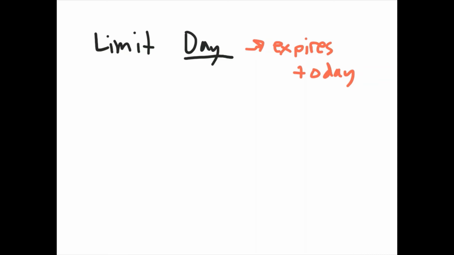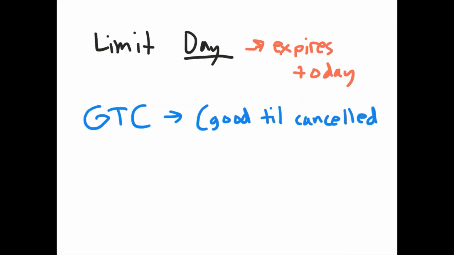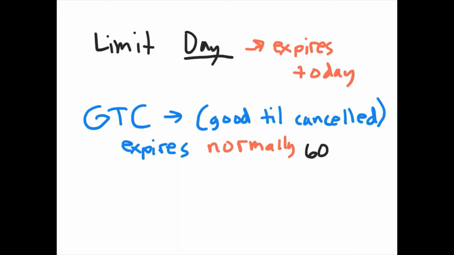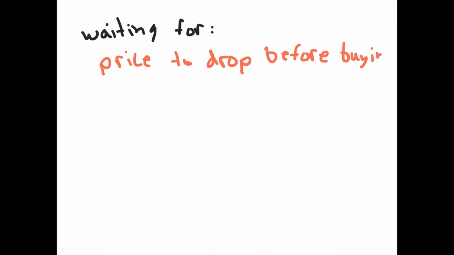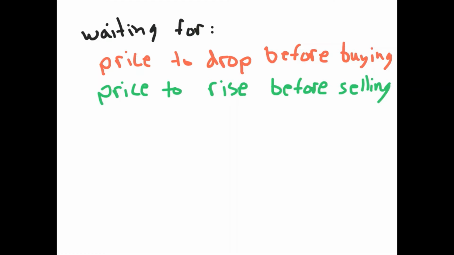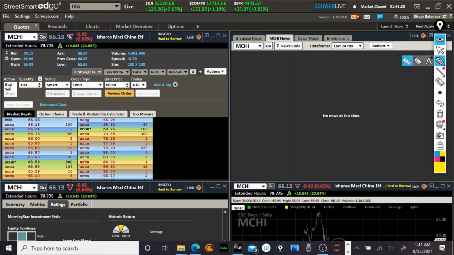Now, if we are looking at a limit day order, that's an order that expires at the end of the trading day if it's not filled or canceled. Something we use often is a good till canceled order, which expires normally 60 to 90 days after the order is placed, depending on the broker-dealer you're using. And we use this often for certain situations when we don't want to have to place orders constantly. This could be if we're waiting for the price of the security to drop before we want to buy it, or if we are waiting for the price to rise before selling our security. So we just place this one order, it lasts 60 days.